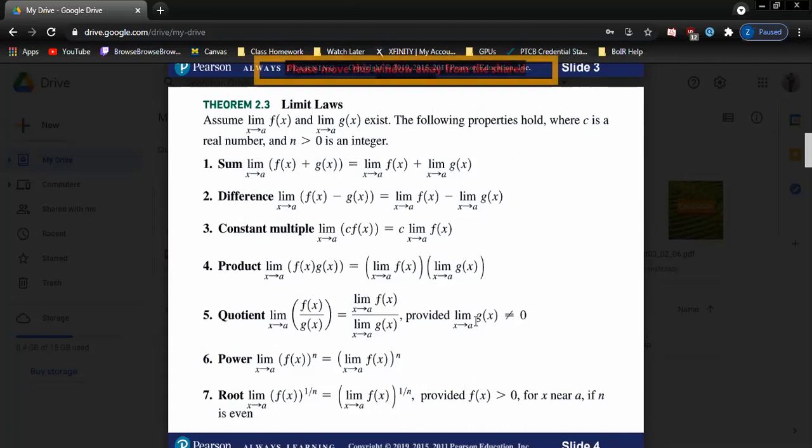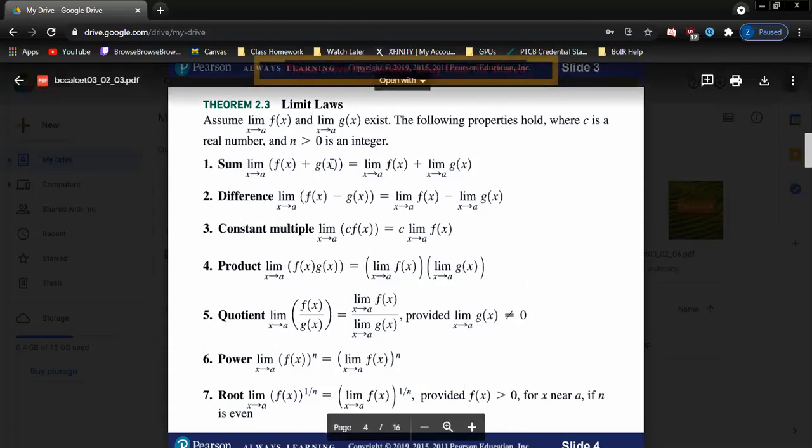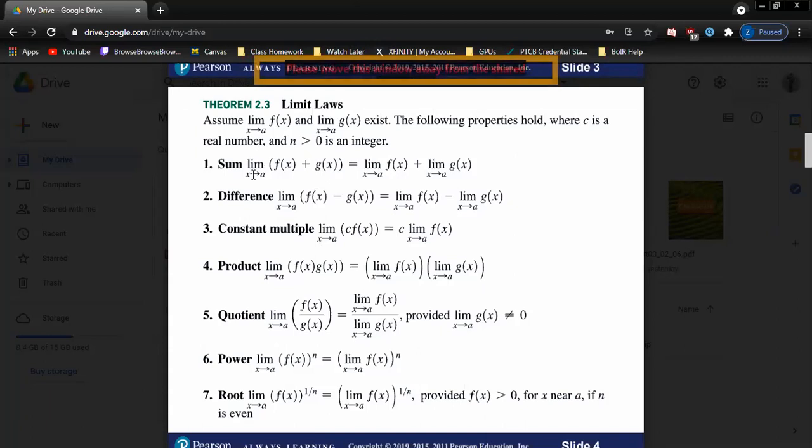Okay, so when you have two different functions, the limit of the sum of those functions is actually the sum of the limits. That means if you find the limit individually and then add those, you should get a result. Okay, that means for two different functions, if you add those two functions and get the limit for the sum, it's actually the same as getting the limits for each of those functions separately and adding those. Now let's do one example of it.